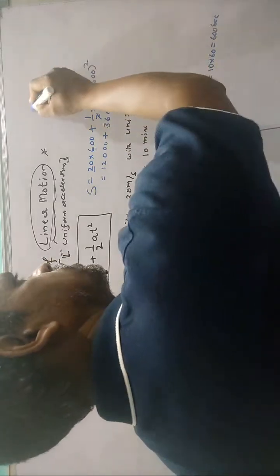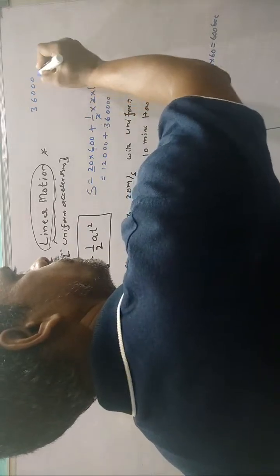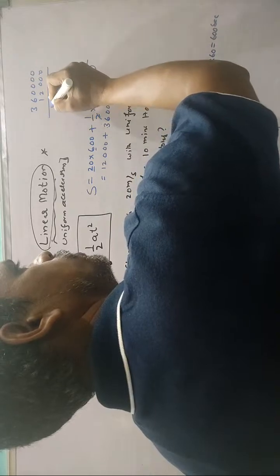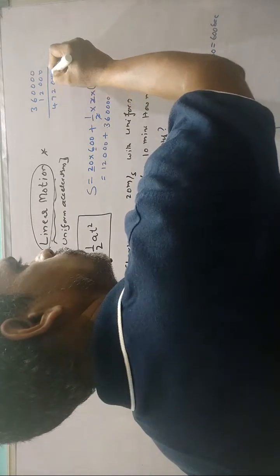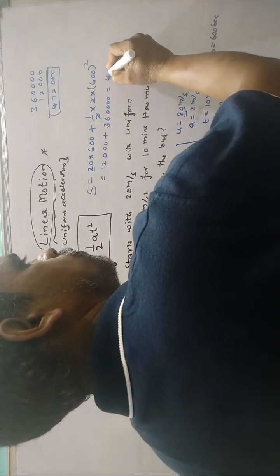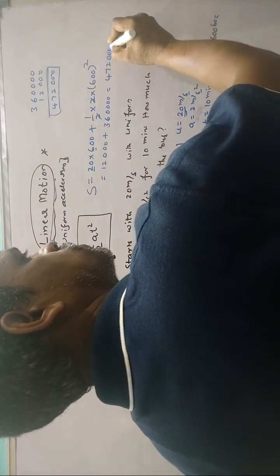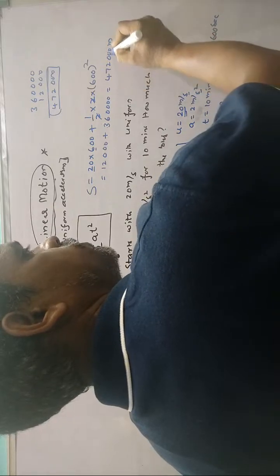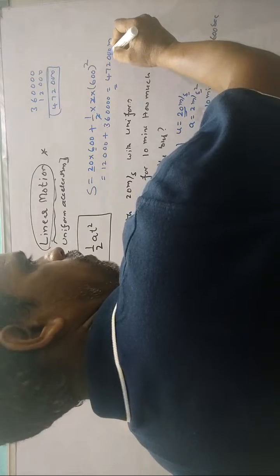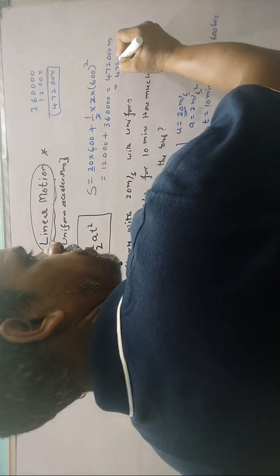So what you will get, 36 plus 12,000, 472,000 meters. If you convert into kilometers, 472 kilometers.